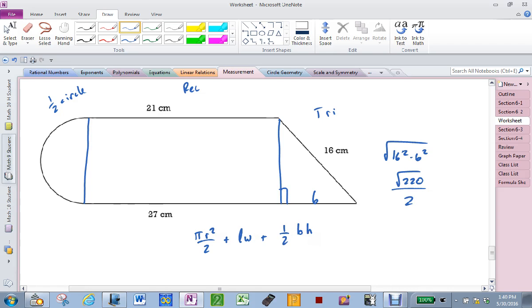Cool? And then, of course, perimeter, 21 plus 16 plus 27 plus half a circle. Perimeter, circumference equals pi D. You knew your D. Pi times that gets you your circumference, then you divide it by 2 because it was half a circle. Everybody cool? Yeah. Right?